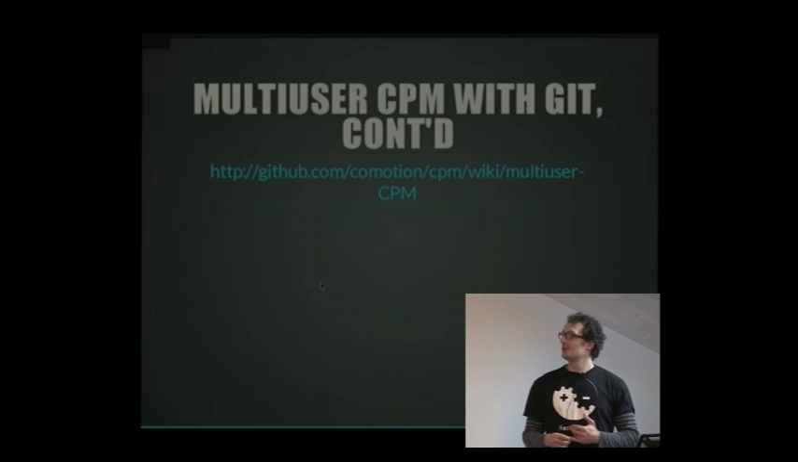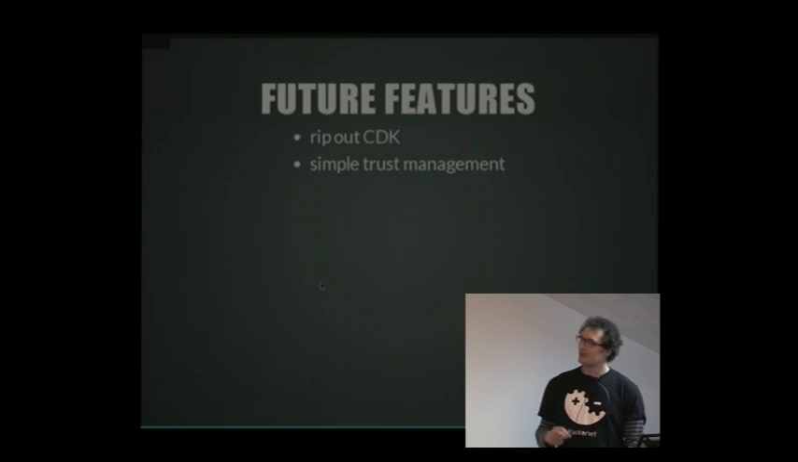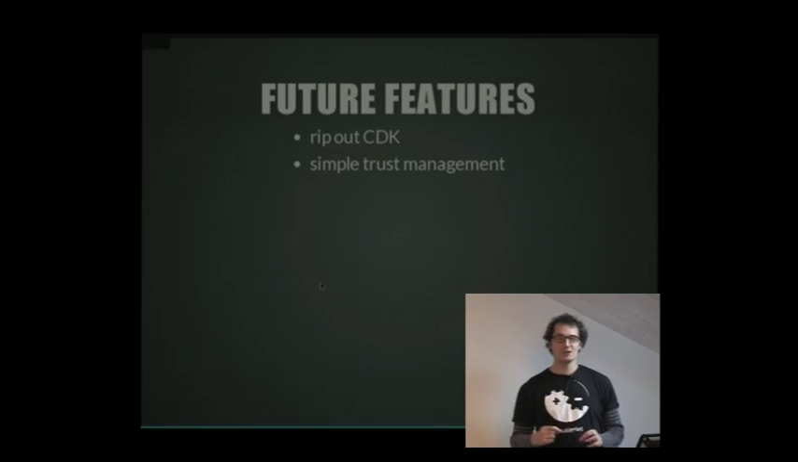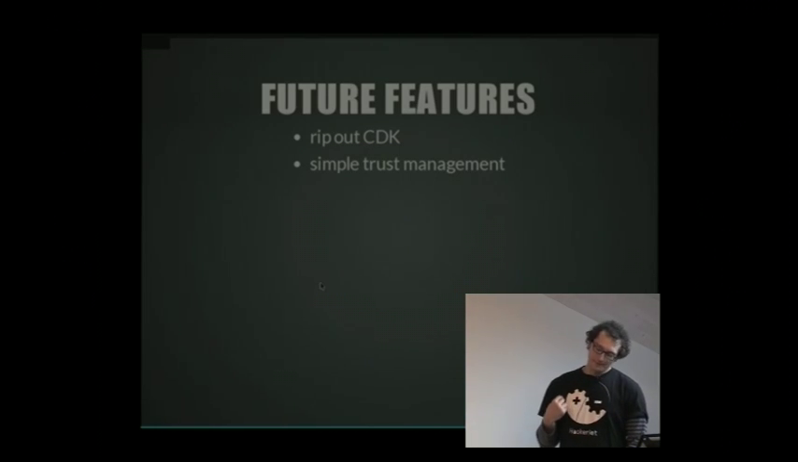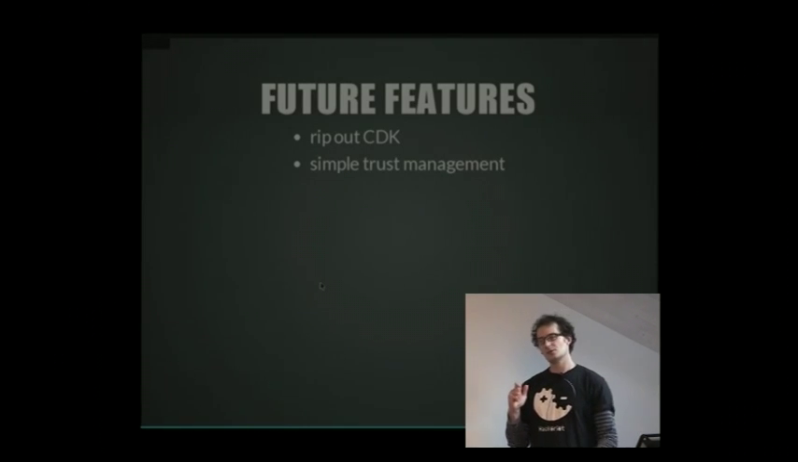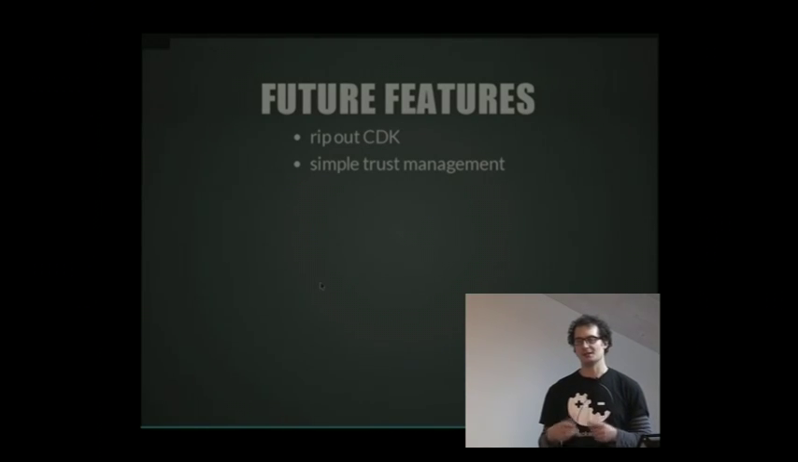Multi-user CPM is documented in the wiki, the GitHub wiki. Future features. We would like to rip out the console development kit and use our own, basically, because that's where all the internationalization issues come from. Basically, we can't use UTF-8. We would also like to add some simple trust management to CPM. And if somebody contributes, getting CPM into the Extra Packages for Enterprise Linux repository so that it will be available for Red Hat, CentOS, and a bunch of other platforms.